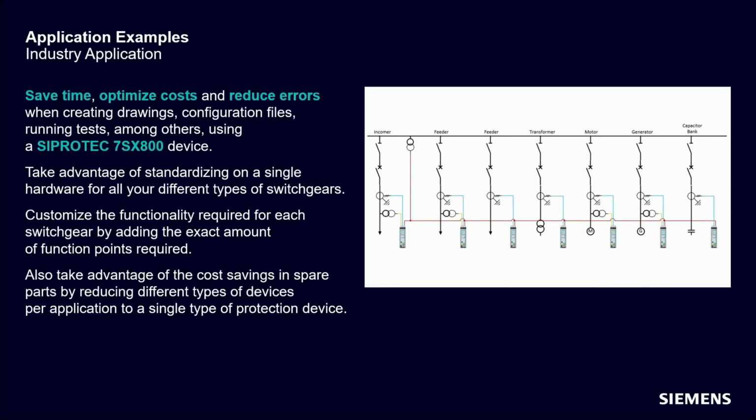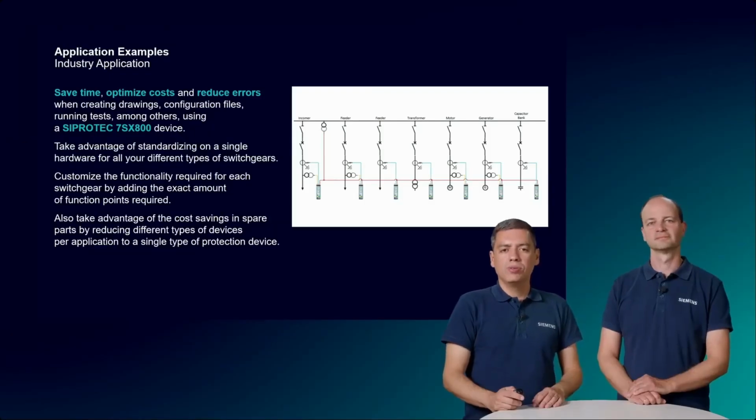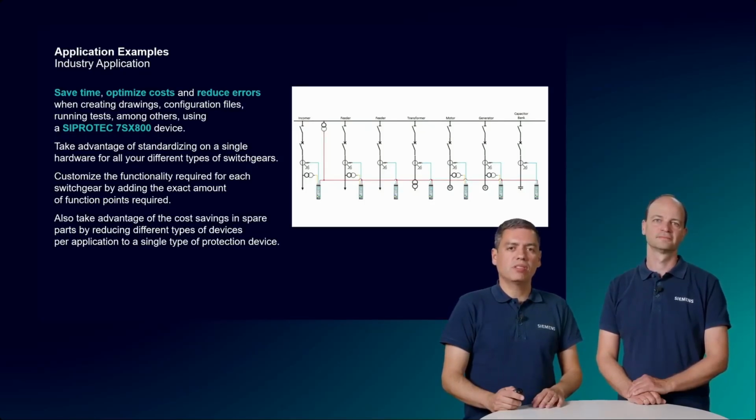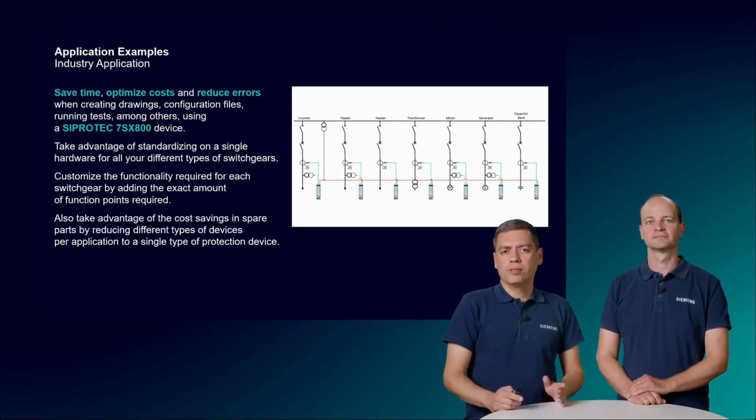Finally, I would like to highlight the examples of current and voltage connections presented here. All 7SX800 devices measure the bay current. In some bays, the measured voltage comes from VTs installed on the bus bar, and in other bays, the measured voltage comes from VTs installed on the load side. In the incomer, the voltage is measured on both sides of the circuit breaker, thus allowing the use of the SIPROTEC functionality. So, in short, a single type of 7SX800 device across your entire industrial application.